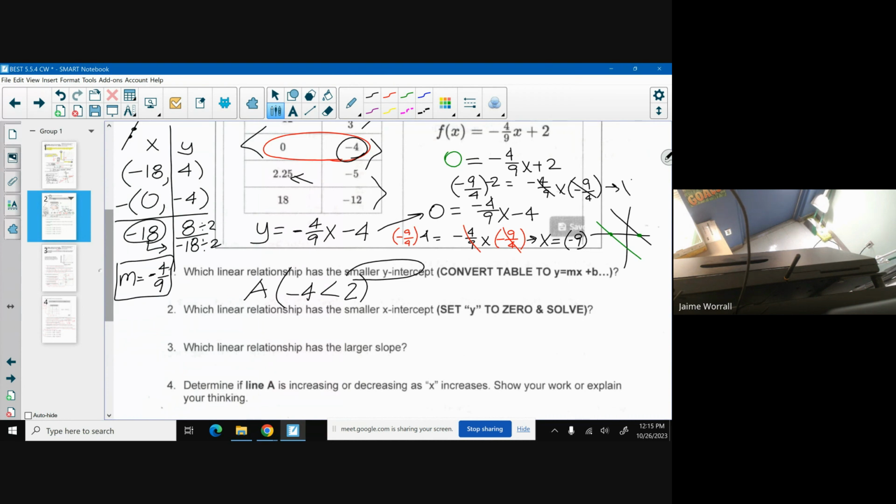So x is equal to what? Minus times minus is plus, 18 over 4, but then you can reduce it to 9 over 2. It's going to be 4 and change. Okay, so who's got the smaller x-intercept? It's a negative number, so that's also line A.